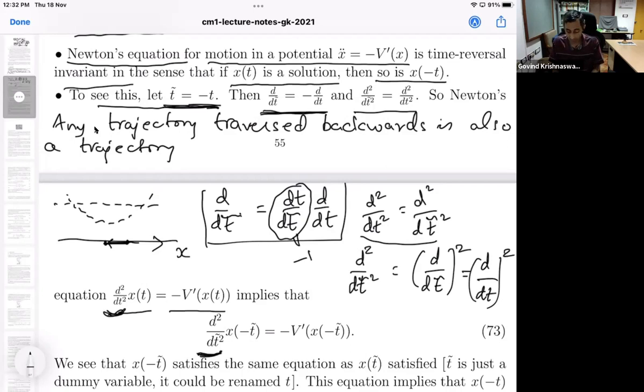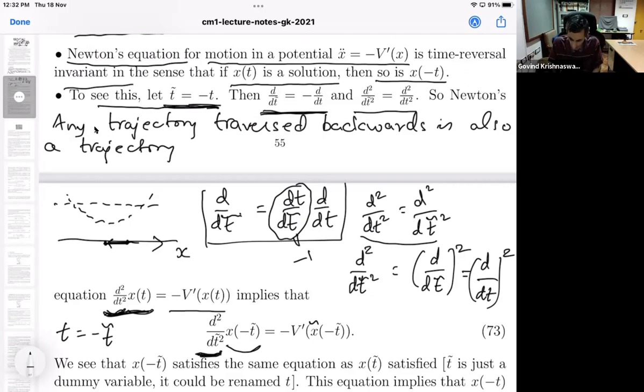Okay, so I'm now rewriting Newton's equation in terms of t tilde. Left-hand side becomes d squared by dt tilde squared. X of t is now replaced by x of minus t tilde, right? Because t was minus t tilde. All right. Right-hand side minus v prime. I missed a tilde there. V prime of x of minus x tilde of minus t tilde.